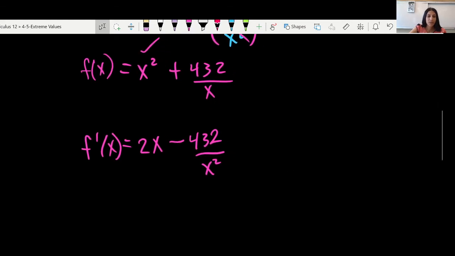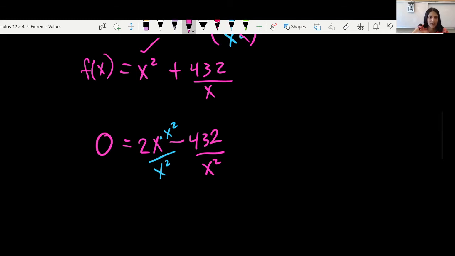And then we want to set this equal to 0. So I'm going to get lazy, and I'm just going to erase this, set it equal to 0. And when we do set it equal to 0, we would get 432. Well, let's make this a little bit easier to work with. Do you see that I could multiply both of these by x squared over x squared, and the reason I'm doing that is so that I can put them all together.